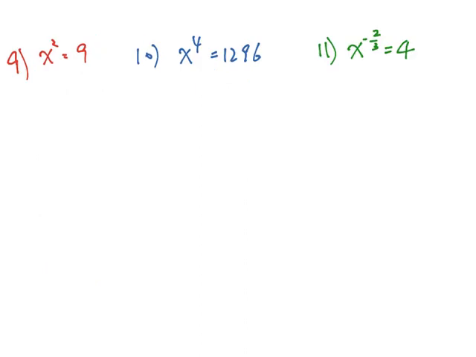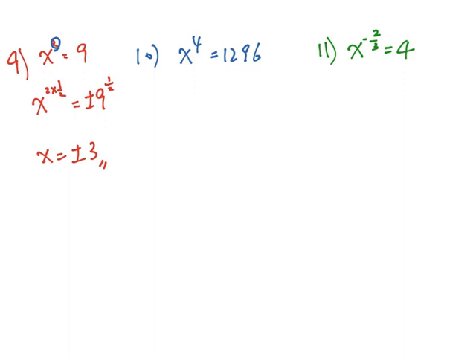Finally, you will be given 4 minutes. Try to finish question 9 to 11. For question 9, you can see it is an even index. So that means we have two answers, plus or minus. So times over 2, plus or minus 9 to the power 1 over 2. So the answer is plus or minus 3.